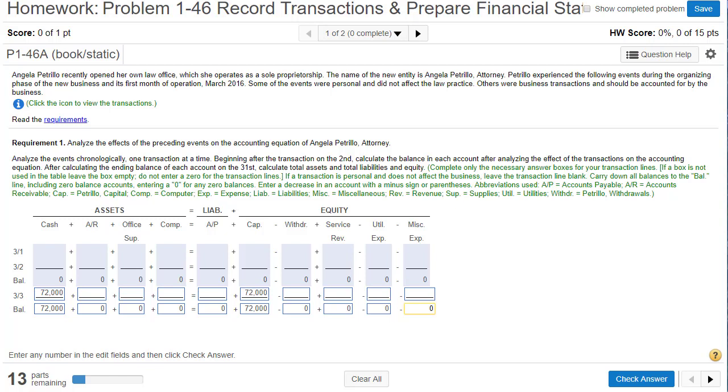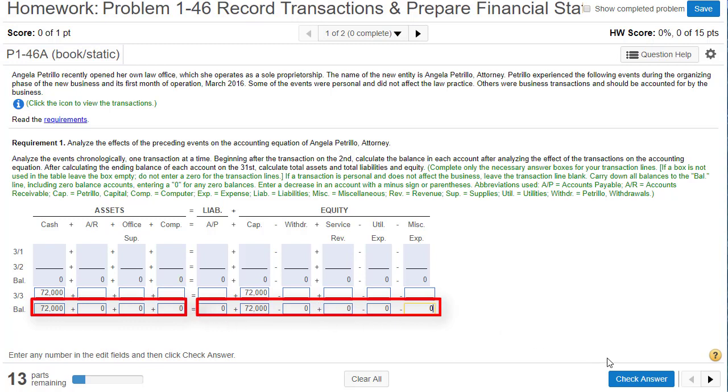We should also double check that the left side of the accounting equation, assets, equals the right side, liabilities plus equity. And they are equal. Obviously, 72,000 equals 72,000. Now we can check our answer.